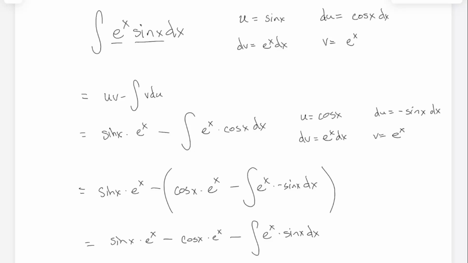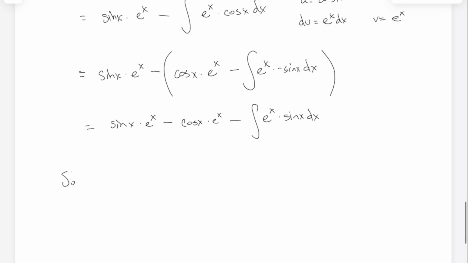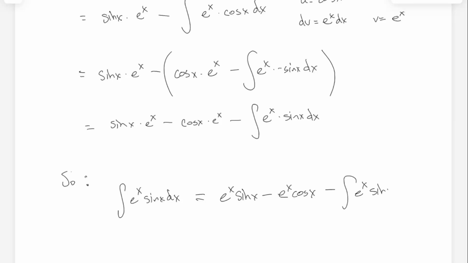This is very weird. Maybe I will summarize what we've gotten so far. So what we started with was this, integral e to the x sine x dx. And apparently that equals, can I write the e's first? Doesn't really matter. But this apparently equals e to the x sine x minus e to the x cosine x minus integral e to the x sine x, right? That's a little summary of what we've done so far.